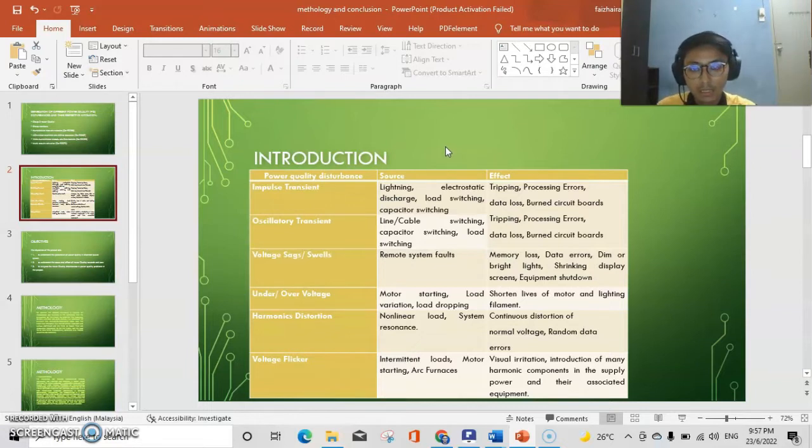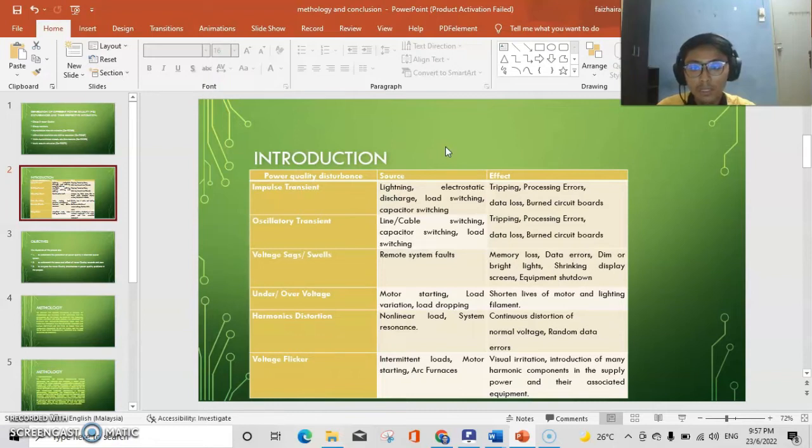And then the second part is oscillatory transients, whose source is line or cable switching, capacitor switching, and load switching. The effect for the oscillatory transient is the same as the impulse transient. Next, the voltage surge or swell, the source is remote system faults. The effect we get is memory loss, data error, dim or bright light, shrinking display screen, equipment shutdown.